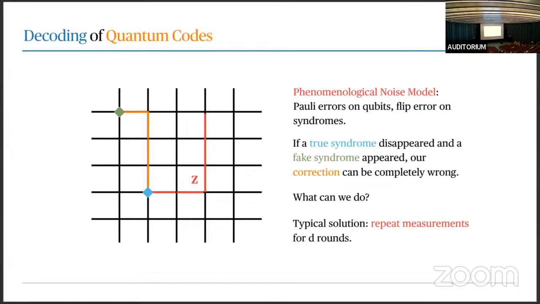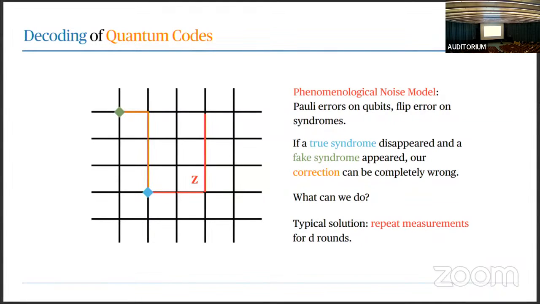And that is, why don't I just repeat the measurement for D rounds? And this is very natural, this is very intuitive. If I'm not sure about my measurement result this one round, let me just do this again and again, up to D rounds, to be more certain about what my measurement results here should truly be. Okay. So this is, again, a very standard approach.